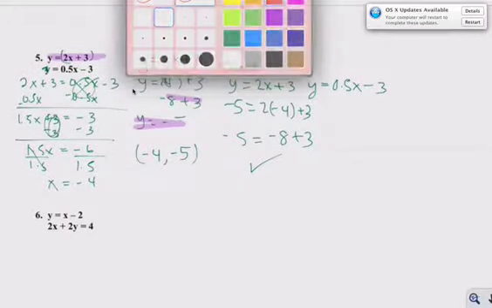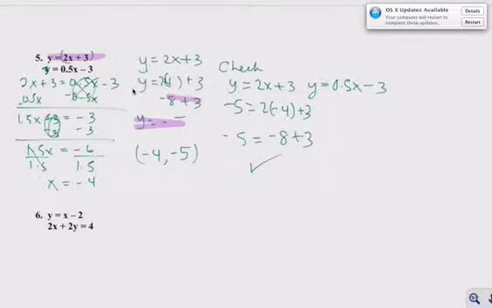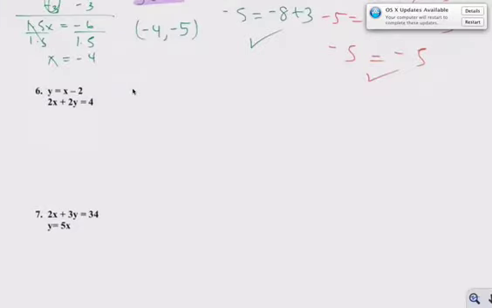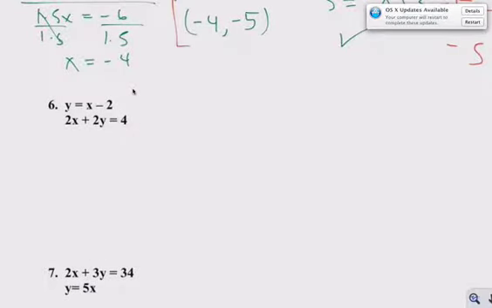Check the other one. Y is negative 5 equals 0.5 times negative 4 minus 3. That gives negative 2 minus 3. That gives negative 5 equals negative 5. Works, so that's the answer. And this answer is correct.